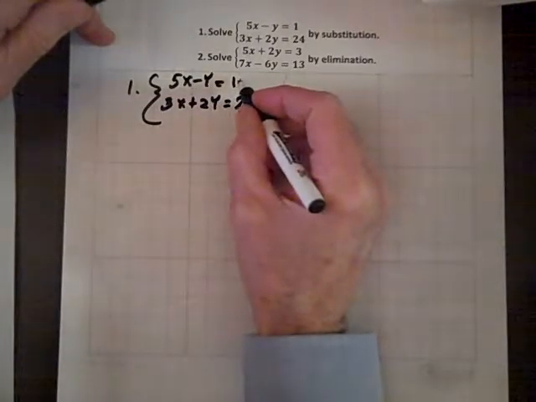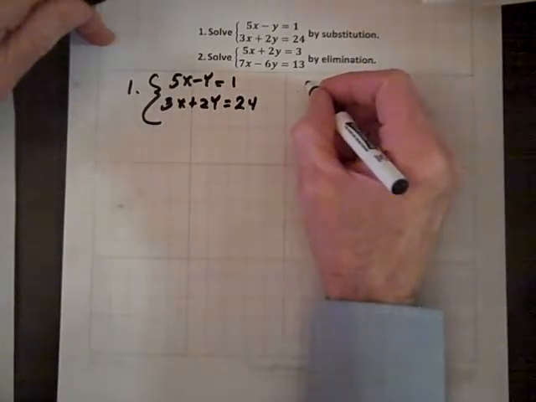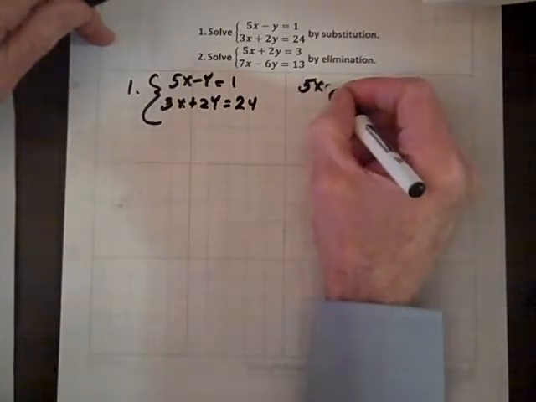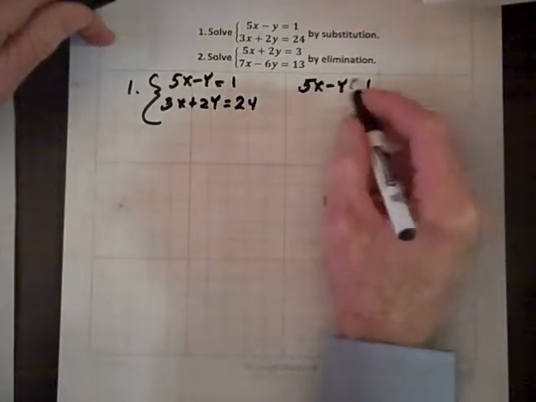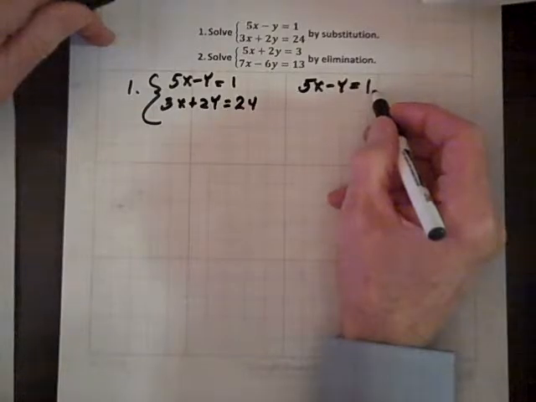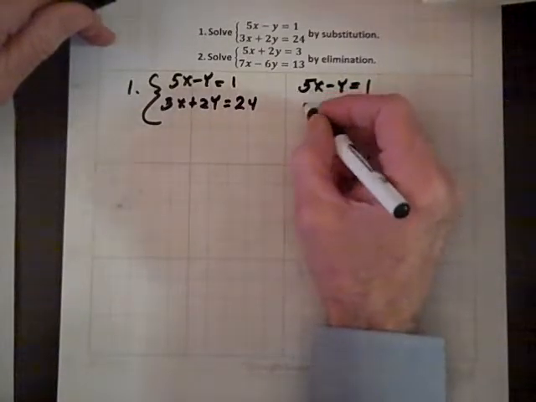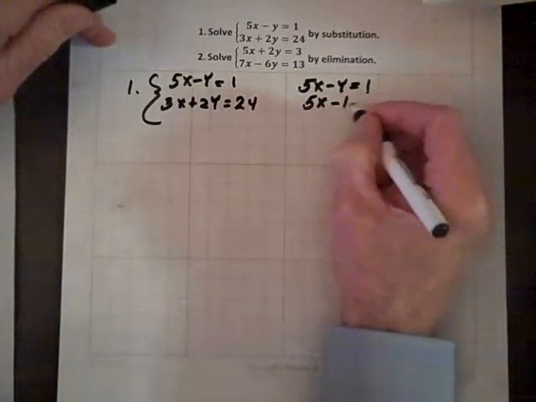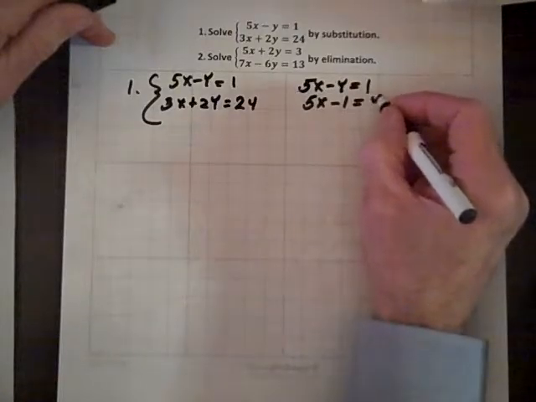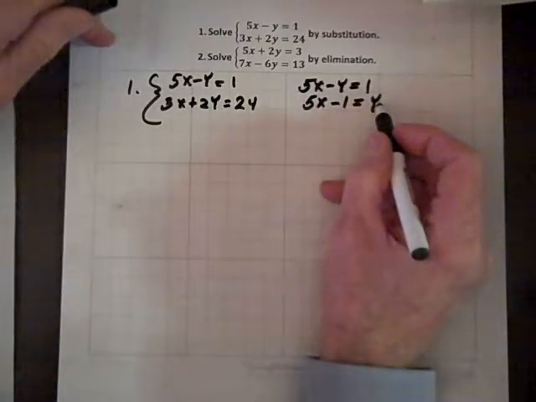So let's take this first equation and isolate y. So we have 5x minus y equals 1. Now if we add y to both sides and subtract 1 from both sides, we'll have 5x minus 1 equals y. Well, we have y isolated.